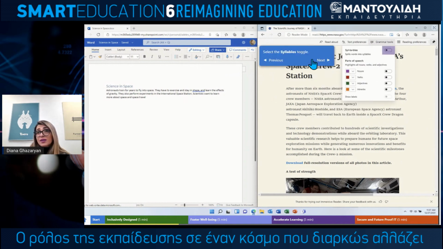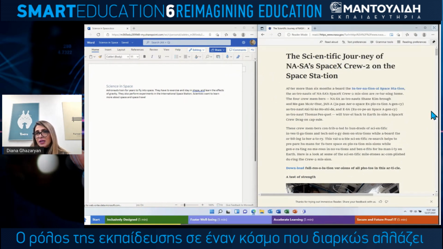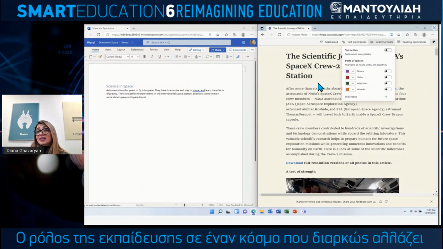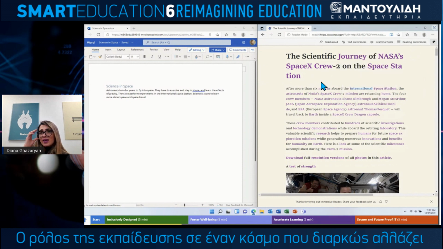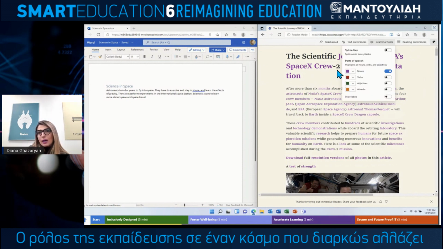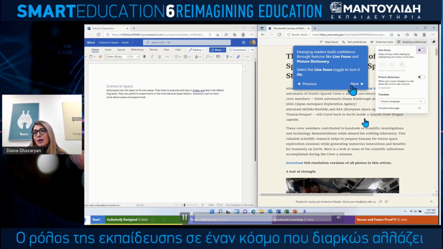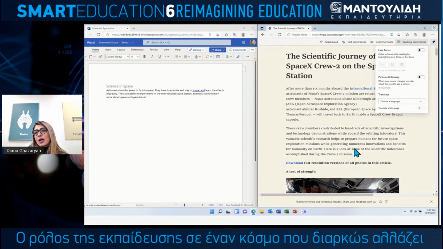The grammar, of course, the things that can be built in, and this is also available in Microsoft Edge. Let's see what is coming next. I think the other piece, the reading preferences are here, the focus, as I mentioned.